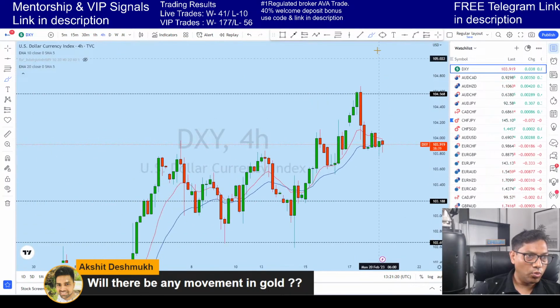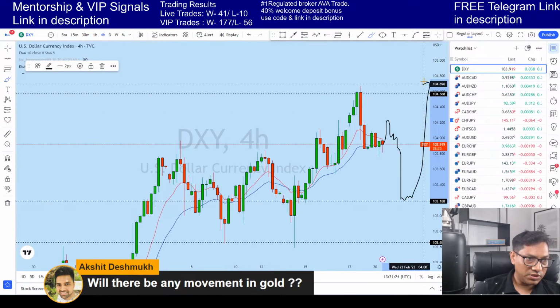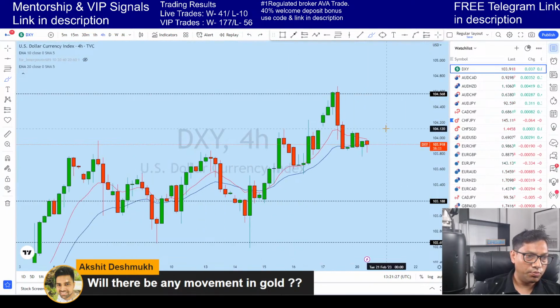So with that in mind, what we could see on DXY is some drop, and from this level a bullish move. Okay, so this is what I would see, that DXY is showing a bullish move.